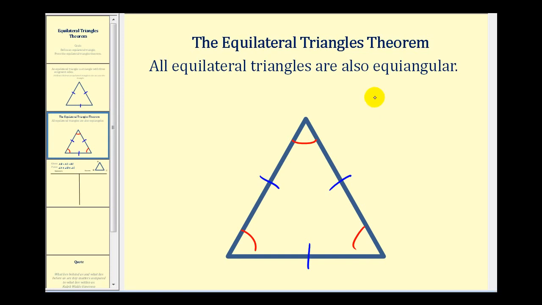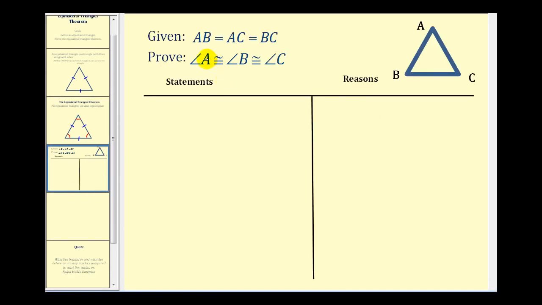Let's prove this theorem. Here we're given that AB is equal to AC, which is equal to BC. We want to prove that angle A is congruent to angle B, which is also congruent to angle C. So if all the sides have the same length, or it's an equilateral triangle, the triangle would also be equiangular.